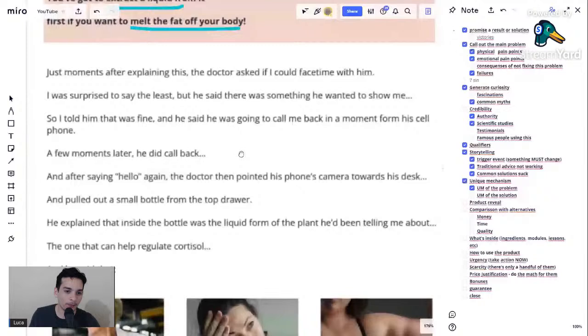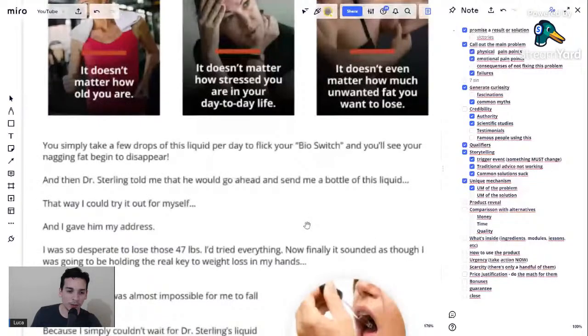And here are more qualifiers, which we talked about earlier. These are about qualifying the customers, letting them know that they're in the right place. It doesn't matter how old you are. It doesn't matter how stressed you are in day-to-day life. It doesn't even matter how much unwanted fat you want to lose. These are basically qualifying people and letting them know that they are in the right place.